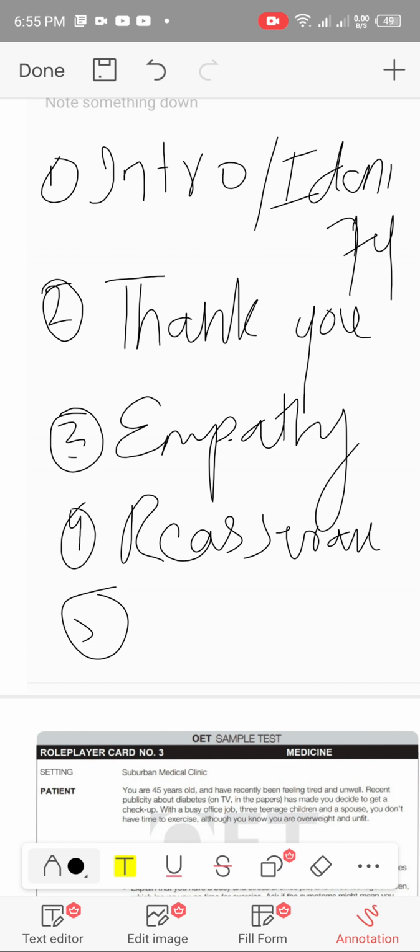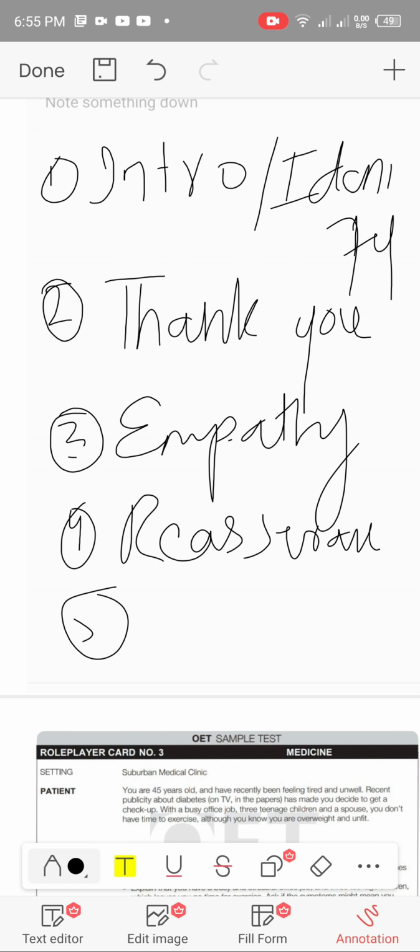It's a little bit of reassurance to gain the confidence of the patient, to gain the trust of the patient. Okay, so this is the reassurance. That is point number 4. And if you combine it with the empathy, that's going to be very fine.